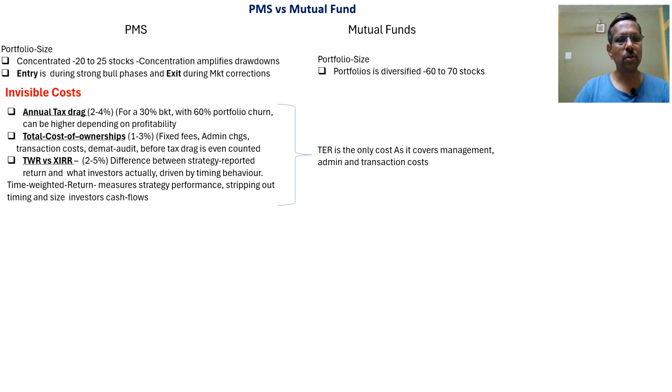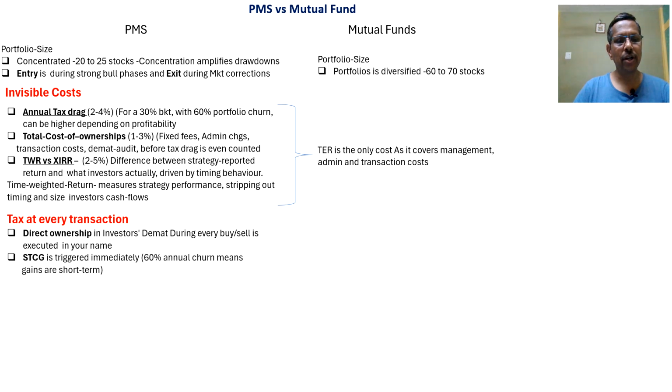Another parameter which needs to be understood while investing in PMS is tax at every transaction. Since PMS is a direct ownership entity, every buy and sell, whenever it is executed, will call for taxes. Short-term capital gain is triggered immediately. If 60% of the portfolio churns on an annual basis, then this will add to the short-term capital gain. Fee not deductible.